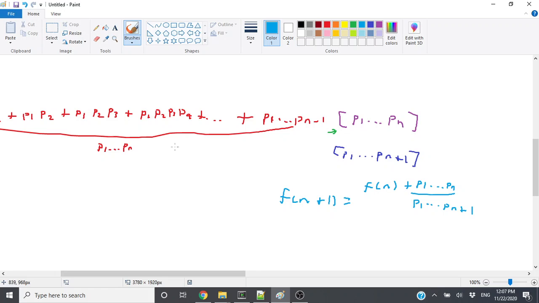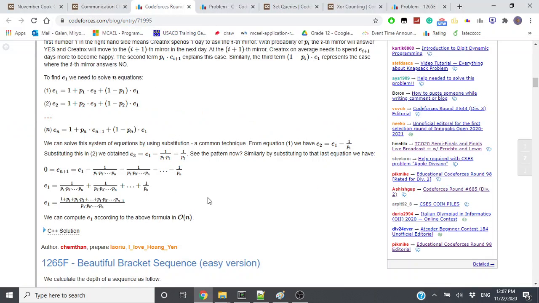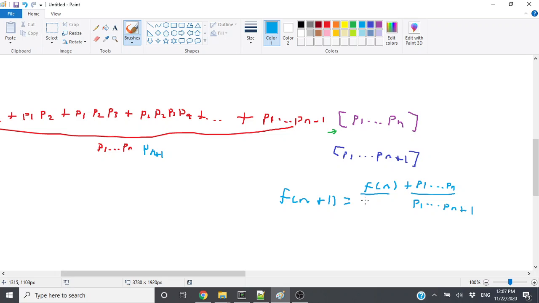So the only thing that changes is we get an extra Pn plus 1 here, which means that f of n, this recurrence, is only over Pn plus 1.